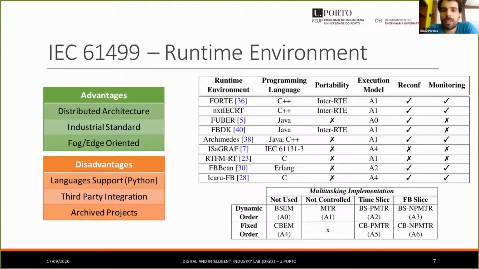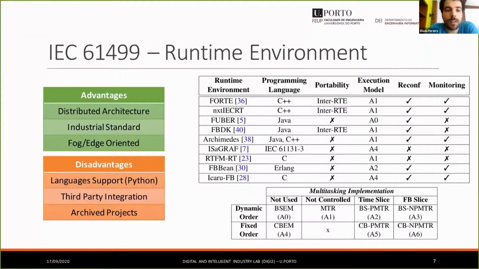Typically, the programming language in which the runtime environment is implemented is the same one we need to implement the function blocks. So that could lead to some restrictions in the functionalities that we want to implement. For example, if we want to develop a classifier or a regression algorithm, it is easier to develop that in Python, and that could lead us to some disadvantages of using that kind of RTS.